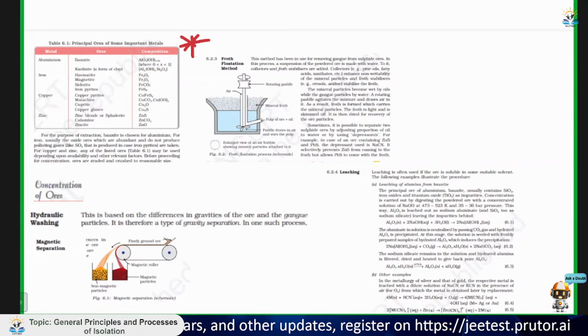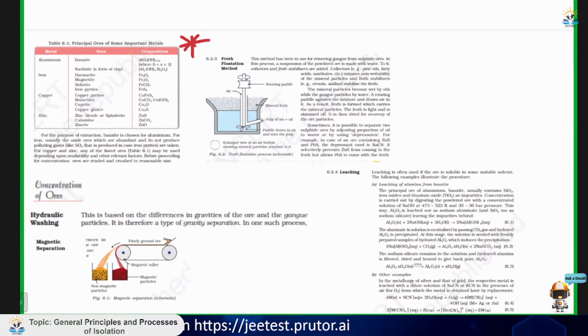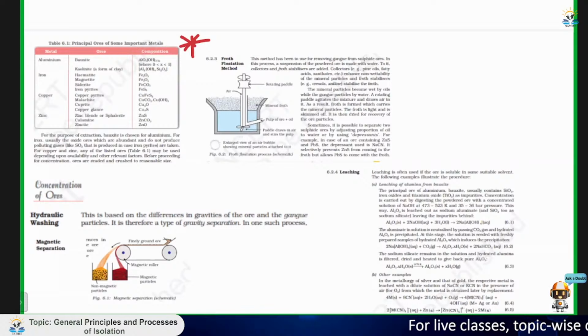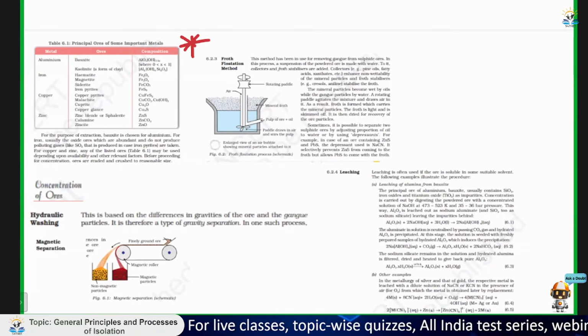Froth flotation is used for sulfide ores. You clean sulfide ores by froth flotation. For froth flotation you're going to need a couple of things: froth stabilizers and collectors. This method has been in use for removing gangue from sulfide ores. In this process, a suspension of the powdered ore is made with water, and collectors and froth stabilizers are added. Okay, there should be another thing. I don't remember.